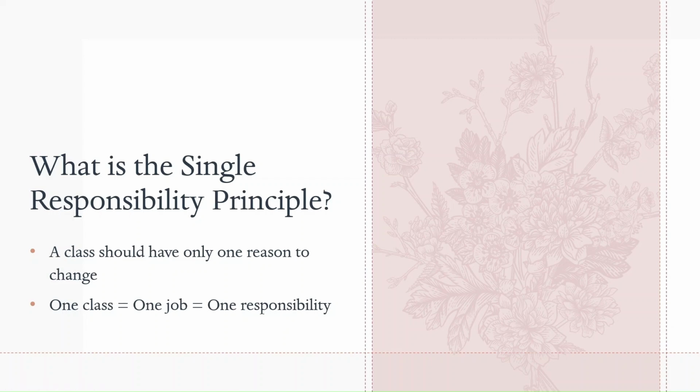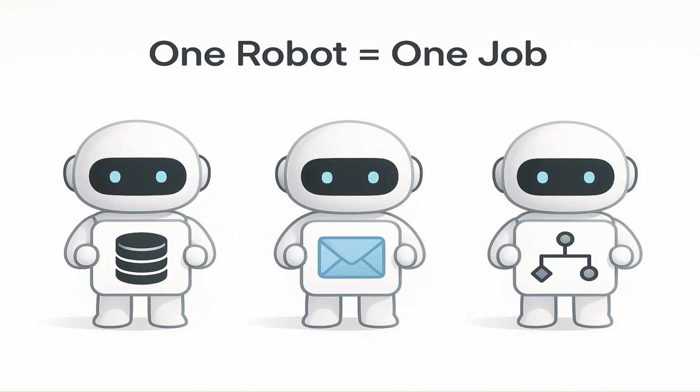So, let's understand what is the meaning of this definition. For example, here I have multiple robots, and each robot has one job. This robot is handling the database, this robot is handling email, and this robot is taking care of the system design.